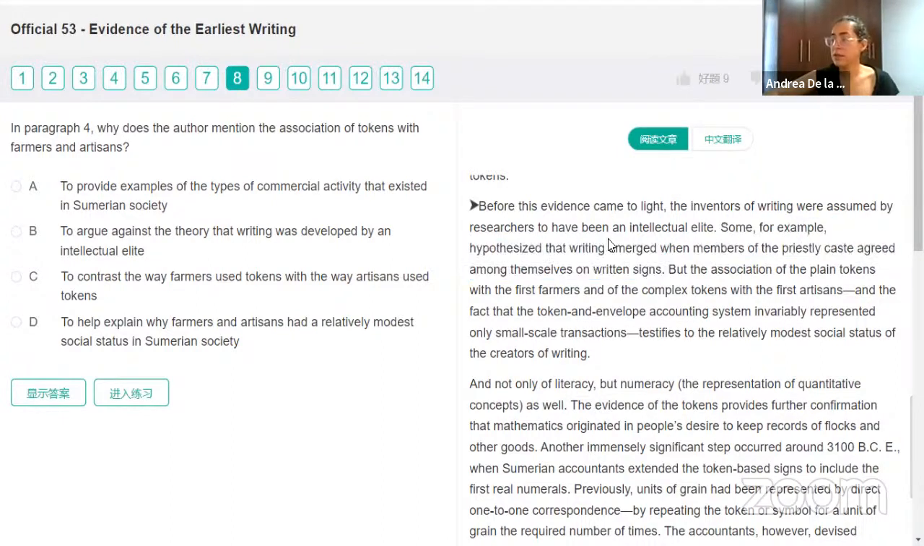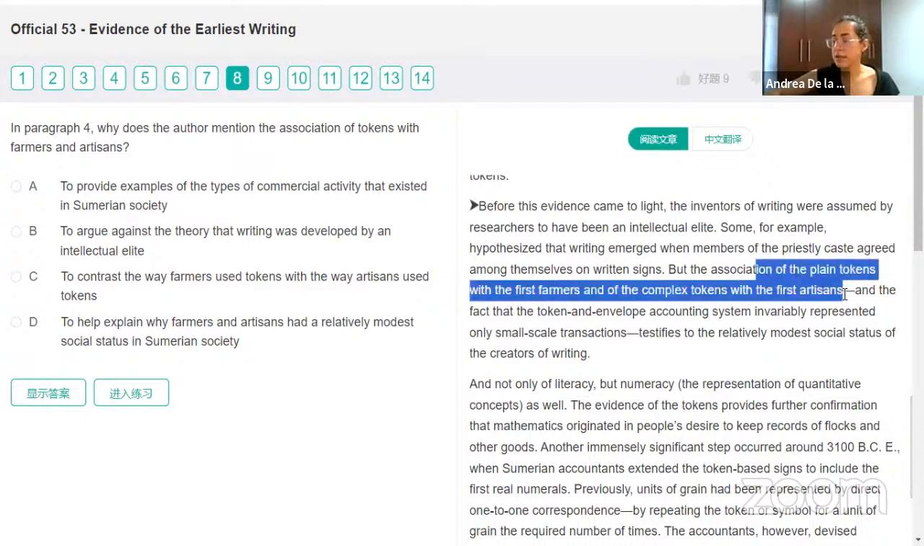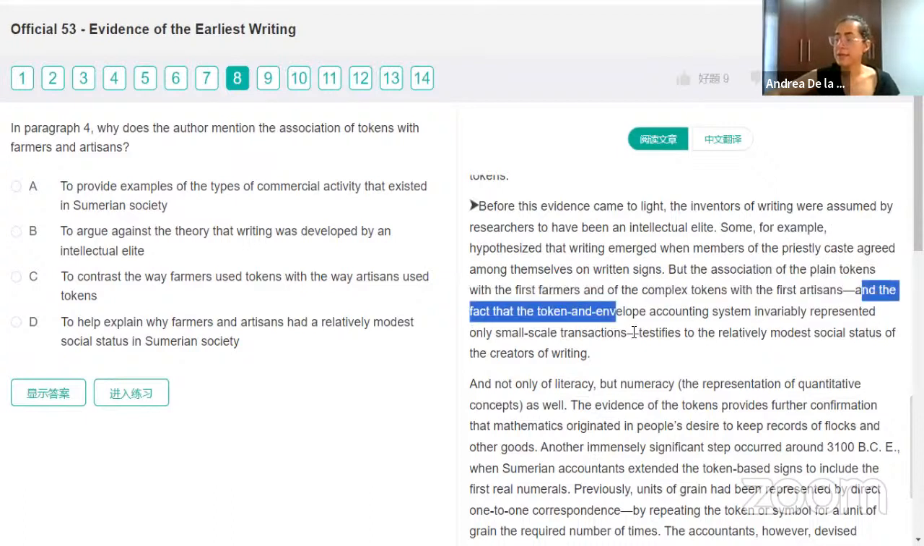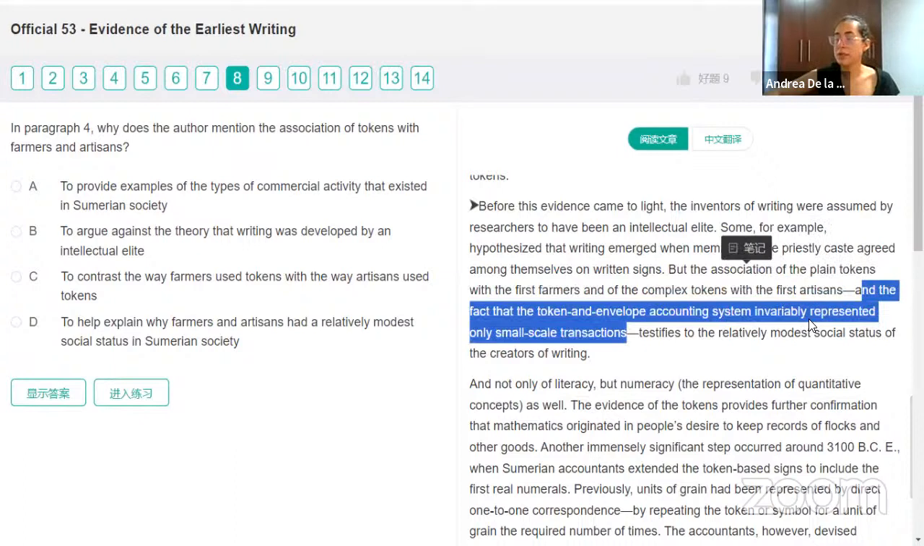Algunos tenían la hipótesis de que había llegado cuando los de la iglesia estaban, querían crear unos símbolos. Pero esta es la idea principal. But the association of the plain tokens with first farmers and of the complex tokens with first artisans, todo esto es extra, testifies to the relatively modest social status of the creators of writing.